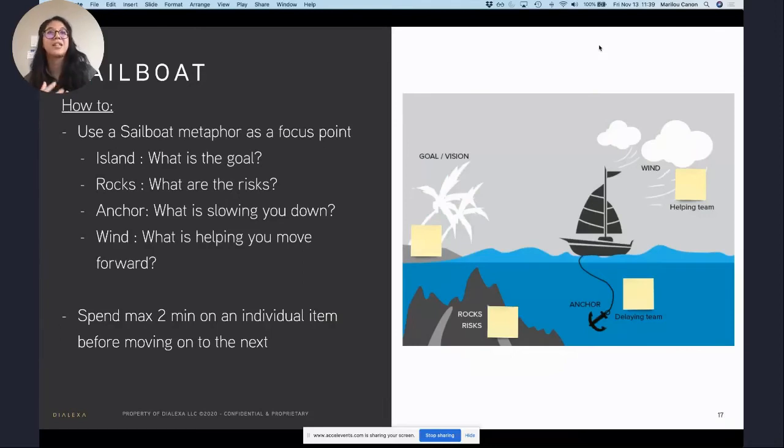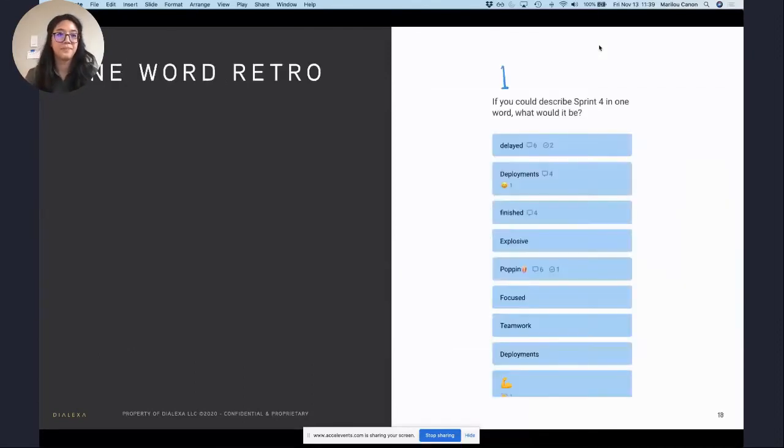So it's organically breaking down what you liked, what you didn't like. And this is also thinking future. What are some risks that you see in this next sprint that you want to help mitigate sooner before it hurts the team? Again, time boxing things to 2 minutes to help teams focus on one item at a time will just help you out when you get into the discussion portion.